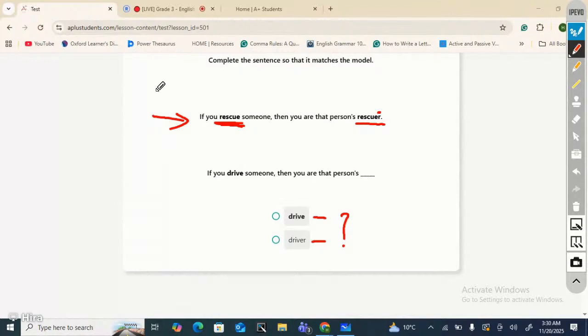Good job, Similar. Your answer is option 2. You are right. Option 2 is driver. If you drive someone, you are that person's driver. Ending in the same suffix, both words act the same way. And if you choose the same suffix, it will help you figure out the meanings of the words as well. If you rescue someone, then you are that person's rescuer. If you drive someone, then you are that person's driver.